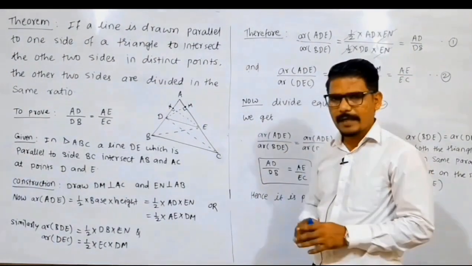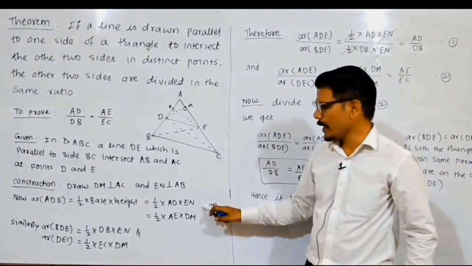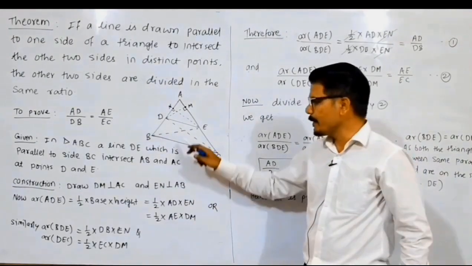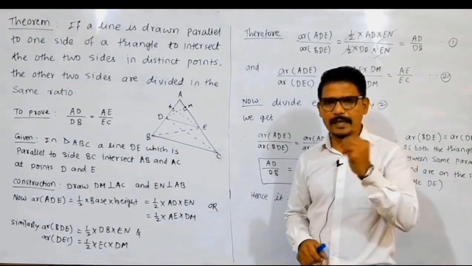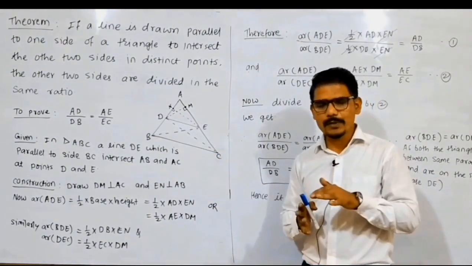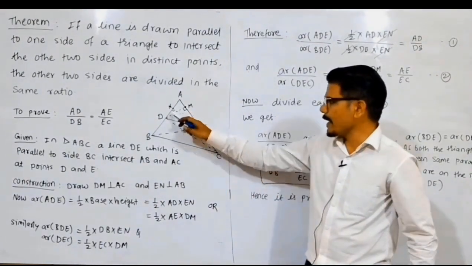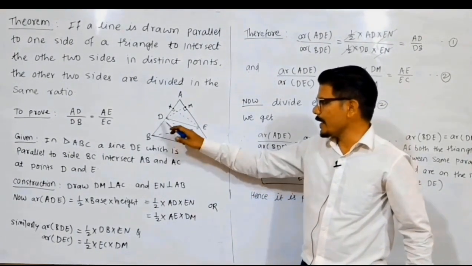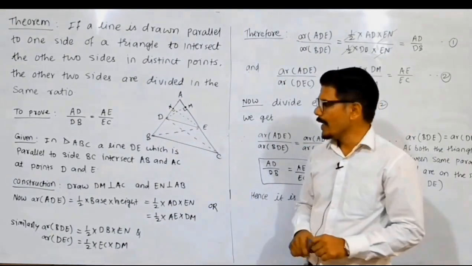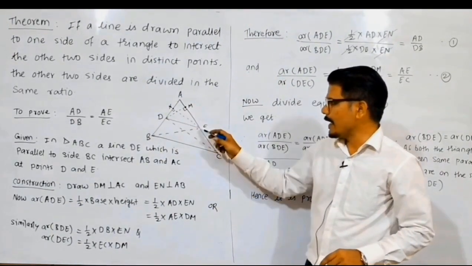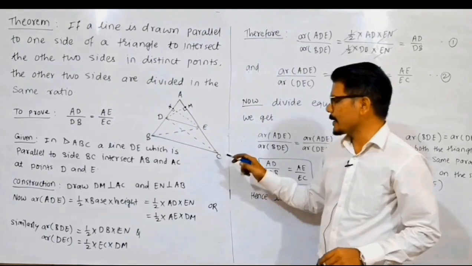We have found three areas: the area of ADE, the bigger triangle, in two terms, and the areas of two different triangles between two parallel lines. Now we have to take ratios of these triangles one by one. Means area of triangle ADE with area of triangle BDE. This is one ratio. And another ratio, area of triangle ADE with area of triangle DEC.